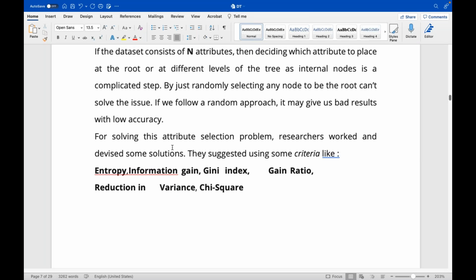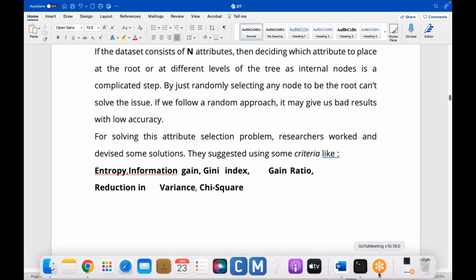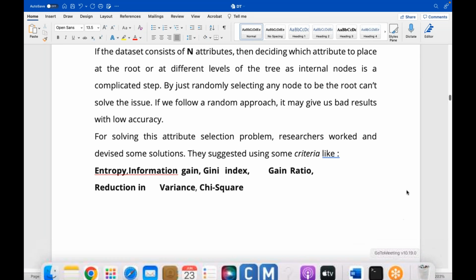To solve this kind of attribute selection problem, researchers devised some solutions. They suggested using some kind of criteria: entropy, information gain, Gini index, Gini ratio, reduction in variance, and chi-square. These are the techniques that will help you select which attribute to use as a node.